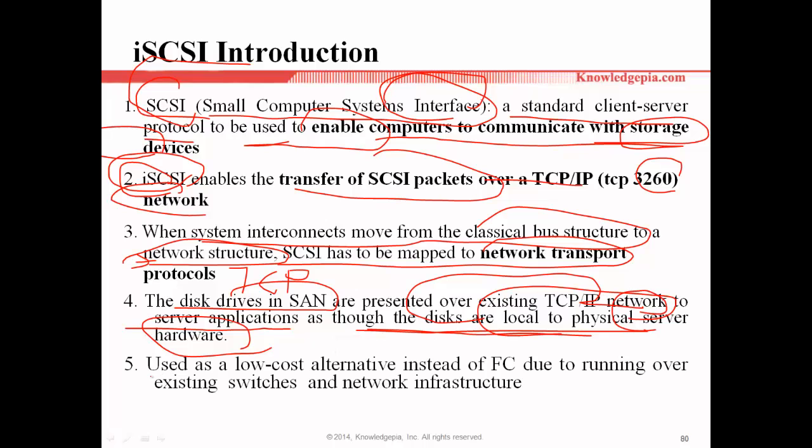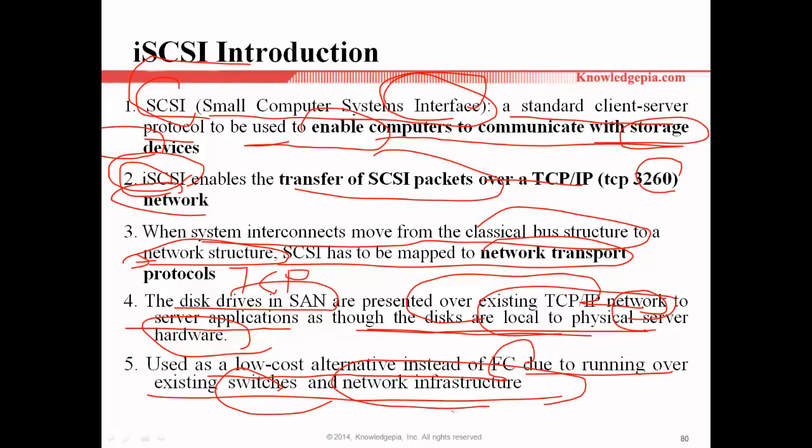And iSCSI can be used as a low-cost alternative to Fibre Channel, due to running on existing switches and network infrastructure. This kind of switches and network infrastructure normally uses TCP/IP. So to use TCP/IP, we have to use iSCSI to manage or access the storage devices.